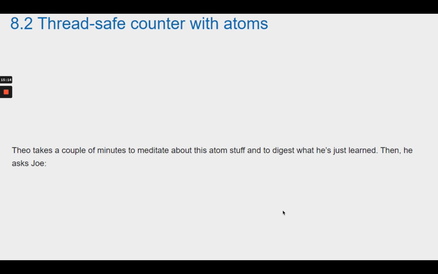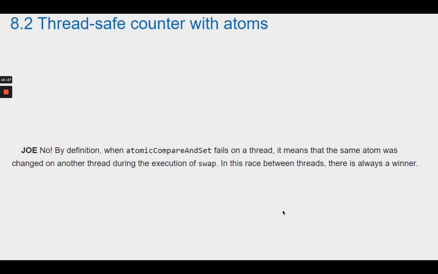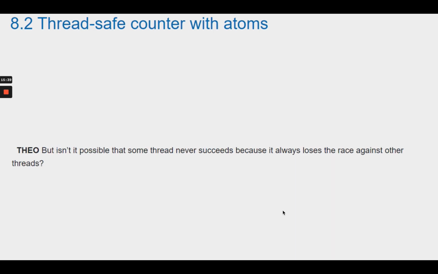Theo takes a couple of minutes to meditate about this atom stuff and to digest what he's just learned. Then he asks Joe. Theo: What if swap never succeeds? I mean, could the while loop inside the code of swap turn out to be an infinite loop? Joe: No. By definition, when atomic compare and set fails on a thread, it means that the same atom was changed on another thread during the execution of swap. In this race between threads, there is always a winner.